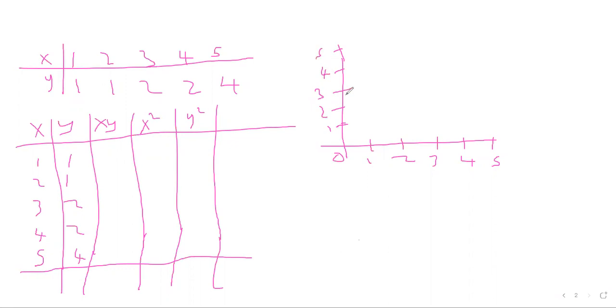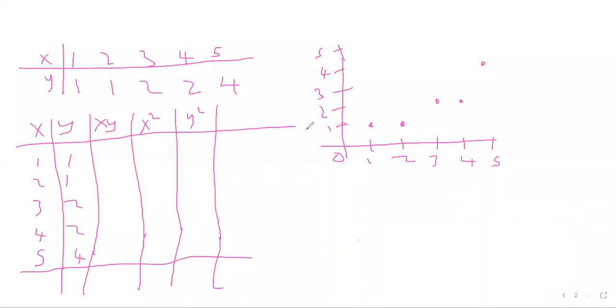Then the way we plot on an x or y plane: 1, 1, you put a point here. 2, 1, put a point here. 3, 2, put a point here. 4, 2, 5, 4, put a point here. So this is what we call a positive slope. It's upsloping, able to tell.